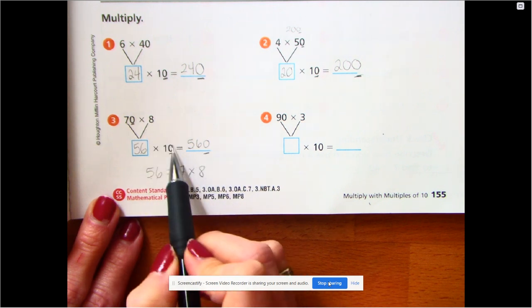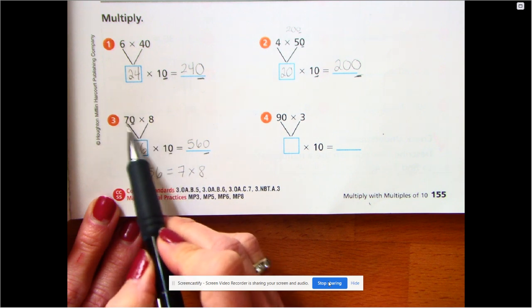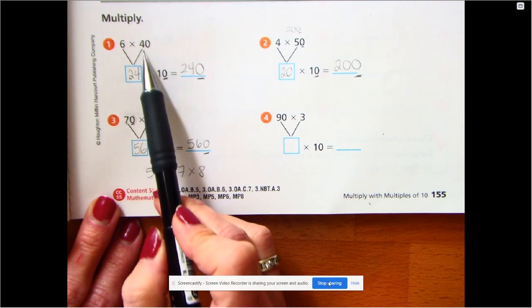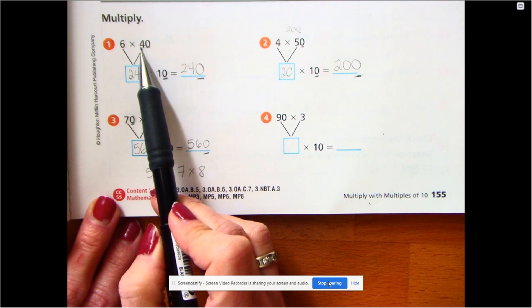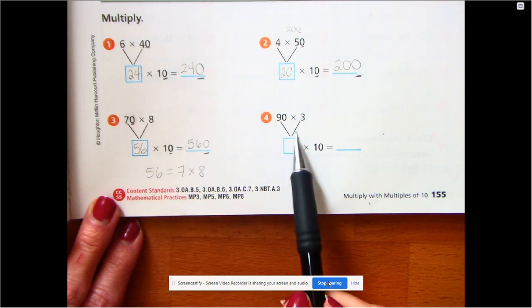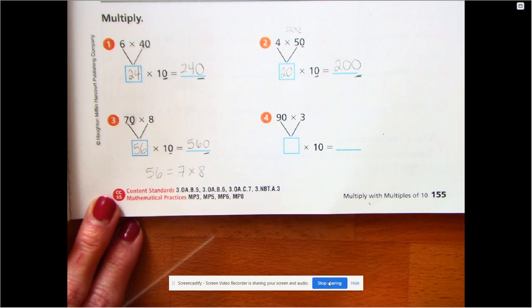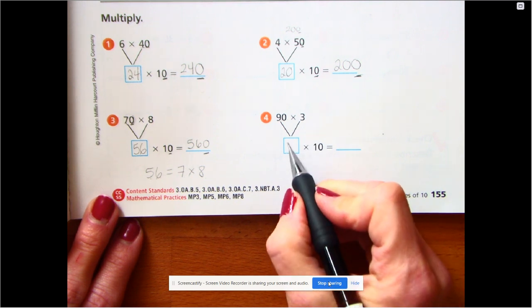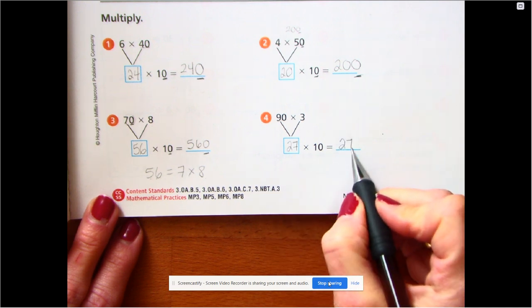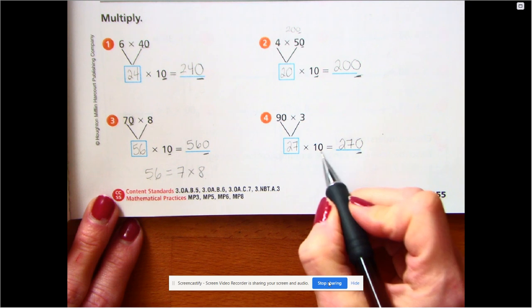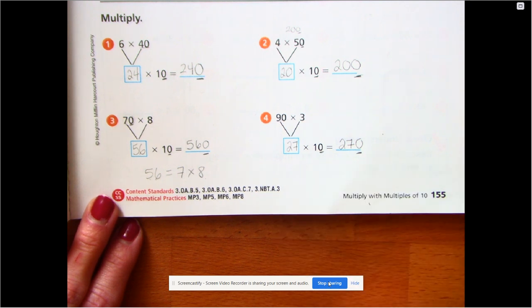These are all multiples of 10, right? 70 is a multiple of 10. 40 is a multiple of 10 because when I count by tens, I can land on 40. You try this one. 90 times 3. I know 9 times 3 is 27. So I'm simply going to tack on the number of zeros. I only have one 0.